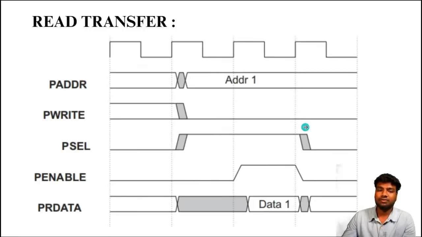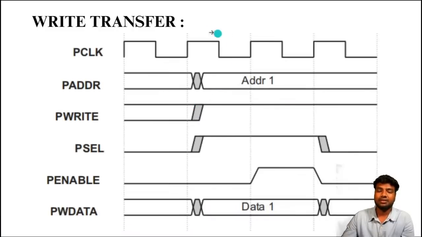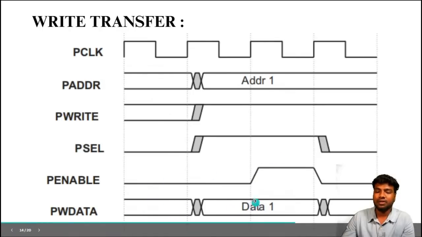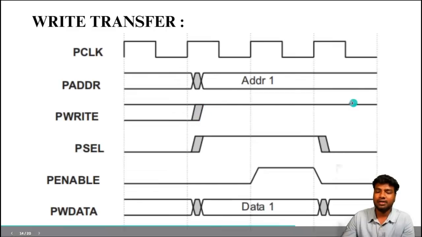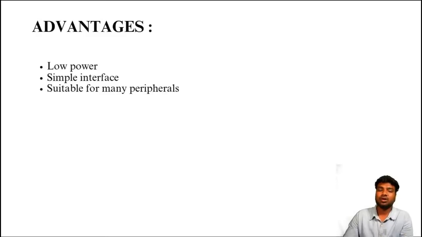And then this is a wave diagram for my read transfer. This is a write transfer. Write transfer means PENABLE is enabled in the second cycle, and then PWDATA is that particular data with a particular address. You can see PWRITE is high, it means I'm writing, so the slave is selected. It will take 2 cycles to make one transaction, like a write or read operation. So these are the APB protocol waveforms.